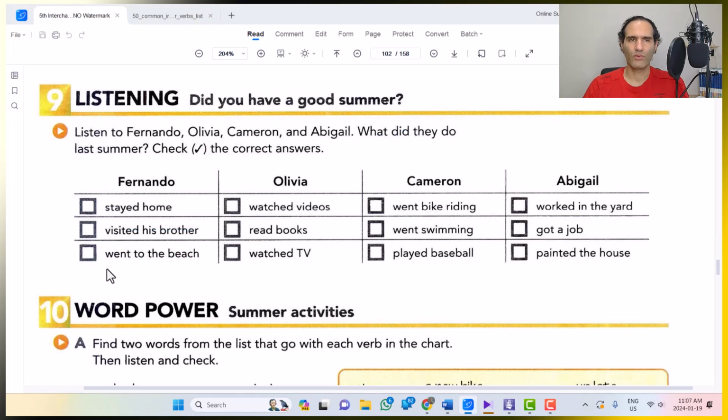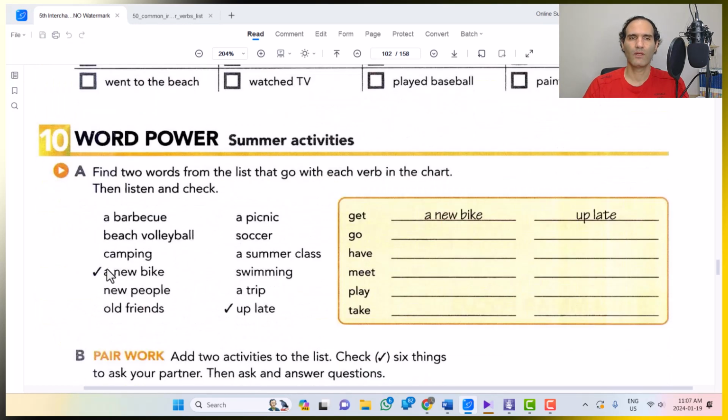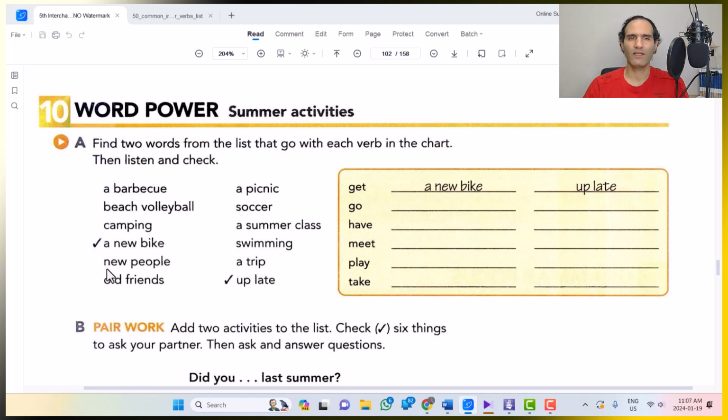Okay, so that was the listening. If no problem, we move to exercise 10 in the workbook. Very beautiful exercise talking about collocations. Summer activities. These words go with these verbs. This is called collocation. Which verb goes with which noun? This is collocation, or which adjective goes with which noun.